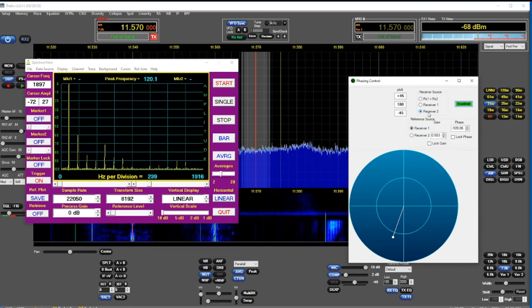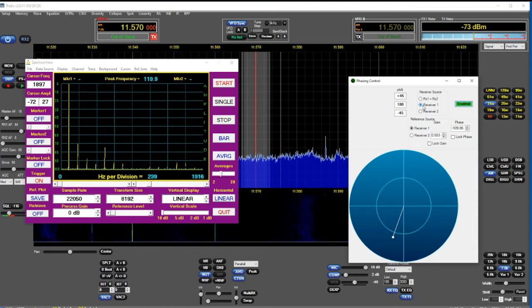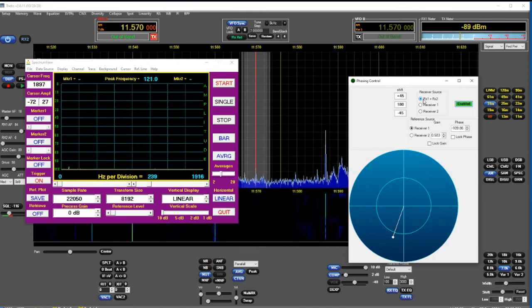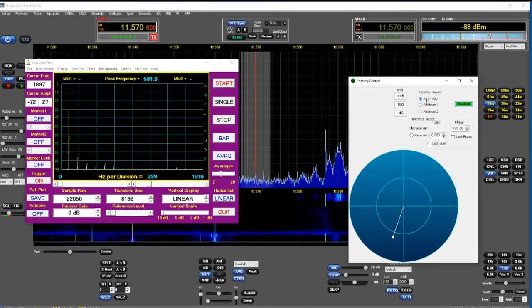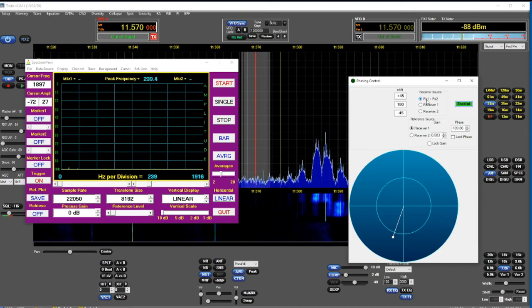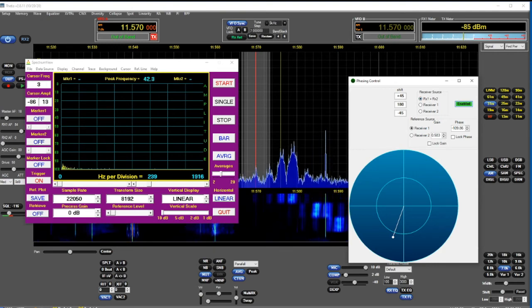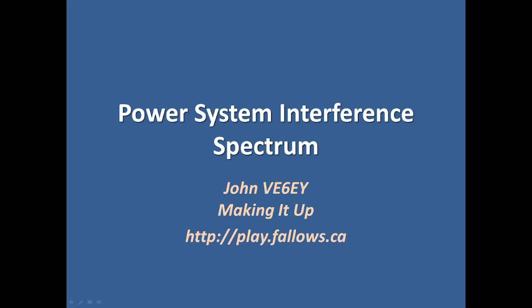While I was watching this spectrum, I found myself thinking, how does a little signal from 120 hertz way down at the bottom of the spectrum manage to work its way across all of HF and up into VHF? I can get rid of it with diversity reception, but where does it come from? How does it just take over and make things crazy on my receiver? So I thought, okay, I'll do a bit of digging, and the result is this presentation about power system interference spectrum, and I hope you enjoy it.